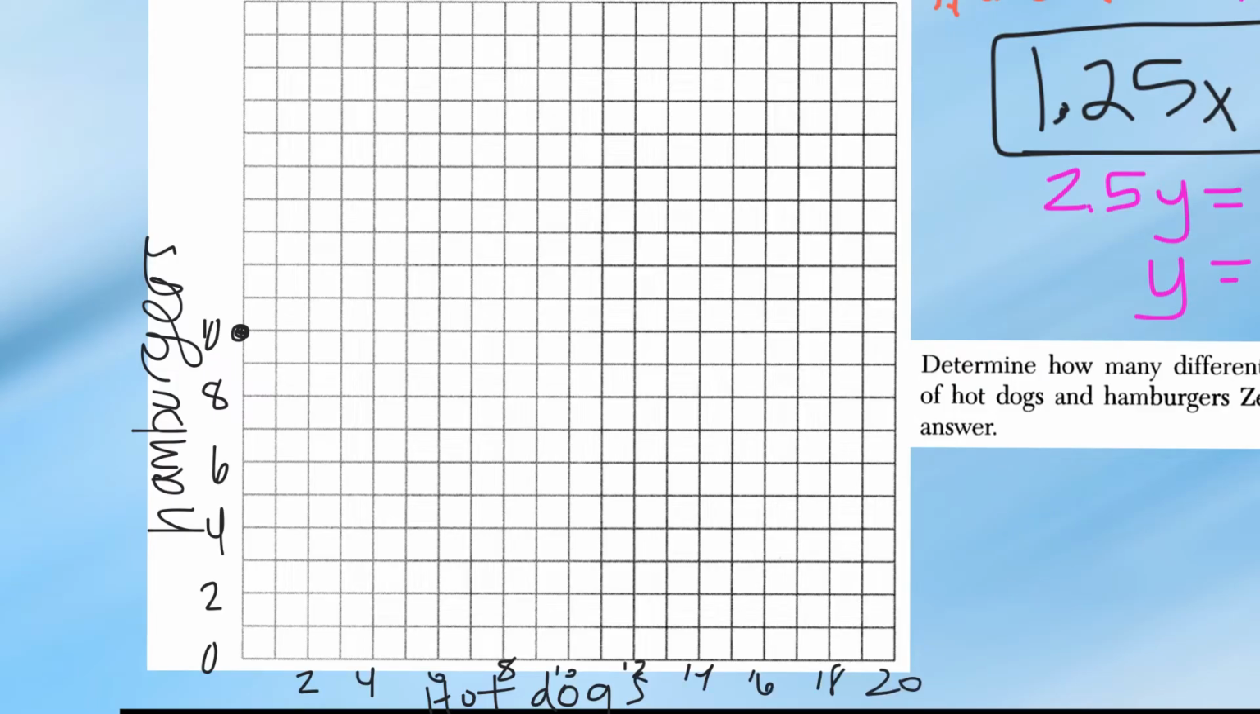And because our slope is negative 1/2, that means we're going to fall 1 and run 2 to the right, just like this. And we're going to keep following that pattern, all the way to this point. So each of these points represents a possible scenario of how many hamburgers and hot dogs they can buy with the amount of money they have, right? So if they bought 10 hamburgers, it means they could buy 0 hot dogs. If they bought 5 hamburgers, they could buy 10 hot dogs. And if they bought 20 hot dogs, they would buy 0 hamburgers.